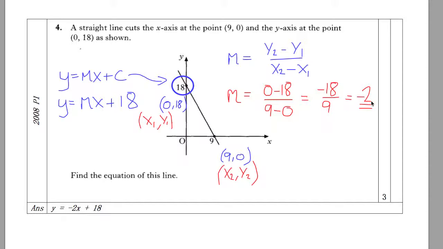So if we then substitute this back into that equation, we've got y equals minus 2x plus 18, which is the same as the solution it's already given. Okay, so you look for c to be where the line intersects the y-axis, and m is the gradient. If it's sloping down the way, it's going to be a negative gradient. If it was sloping up the way, it would be positive, and that will reflect on the sign in front of the actual gradient.